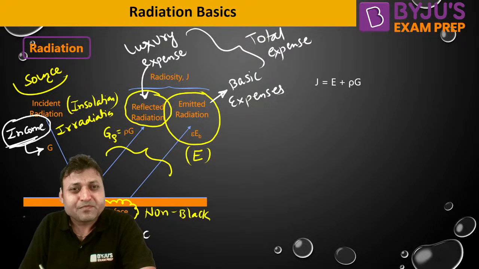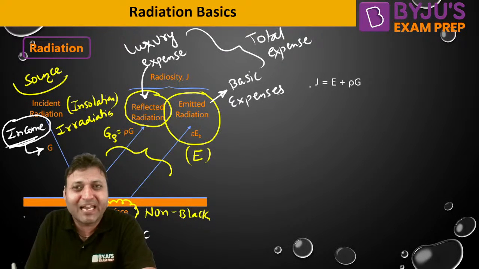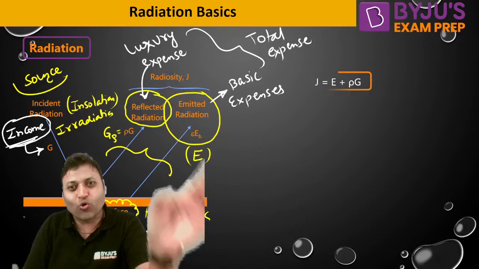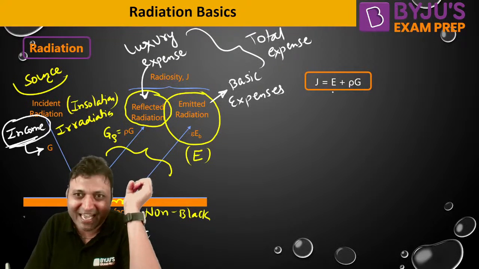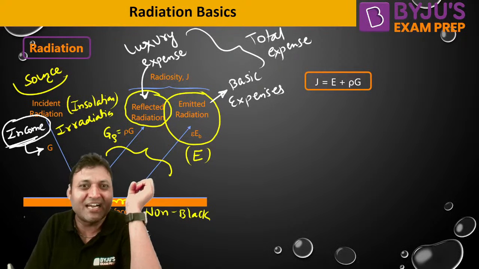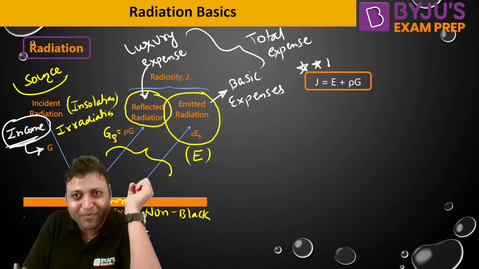Now we can say your total expense is nothing but your basic expense plus your luxury expense, isn't it? The total expense, that is the radiosity, is the sum of your basic expense plus the luxury expense, that is the reflected radiation. That is the relation between these three parameters.